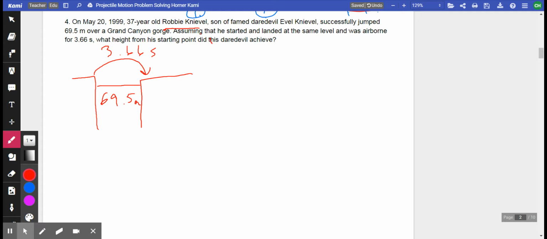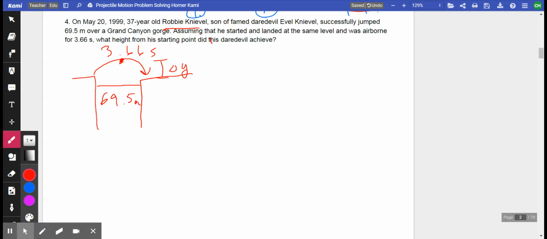They don't really tell us anything else. They want to know what height from a starting point this daredevil achieved. So we want to know when that person was up here at the top, how high were they? So we want to know what is that delta y at the very top. So here we go. In order to do this, what we need to do is start with our equation.